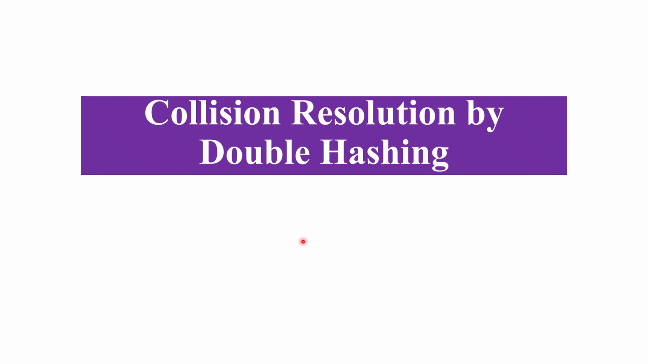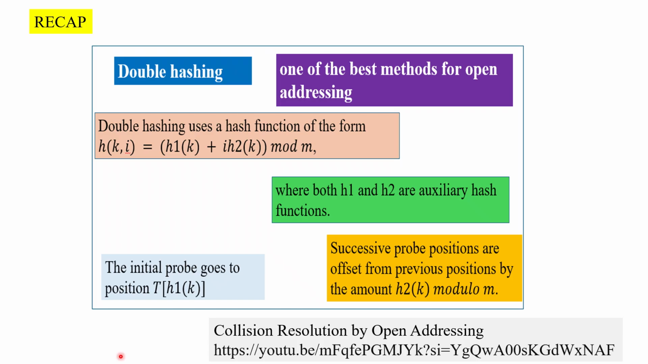Hello, we will now discuss double hashing, collision resolution in hash tables by double hashing. As a recap, we have seen in this previous video, where we discussed collision resolution by open addressing. This is the link here. It is one of the best methods for open addressing.